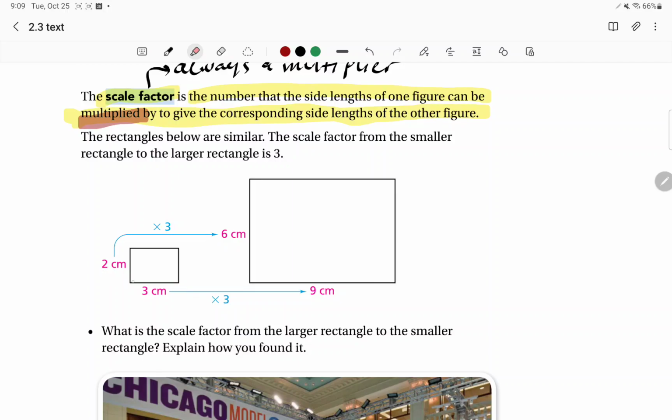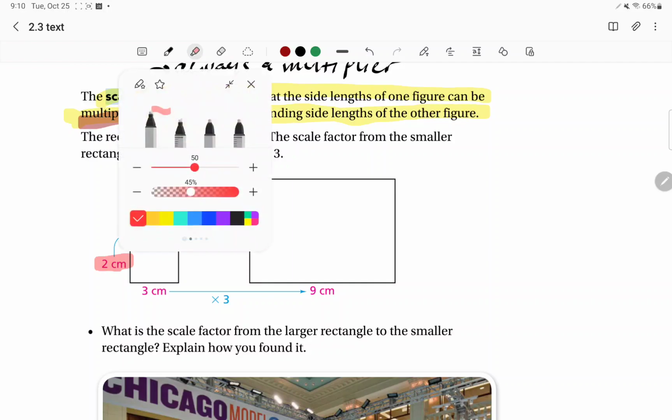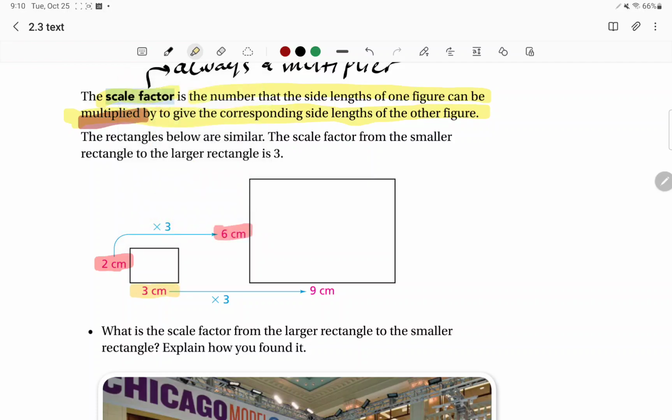For example, on this rectangle, the one that I highlighted, the 2 centimeters, is clearly the shorter of the two. Meaning on the big rectangle, the shorter of the two is its corresponding side. It should be pretty straightforward to figure out which are corresponding. Then this longer one right there and this longer one, those are corresponding. So I highlighted them accordingly so we know which ones correspond together. Now, look at the scale factor. To go from 2 to 6, we multiplied by 3. This is our scale factor.